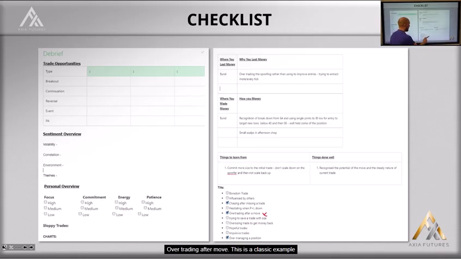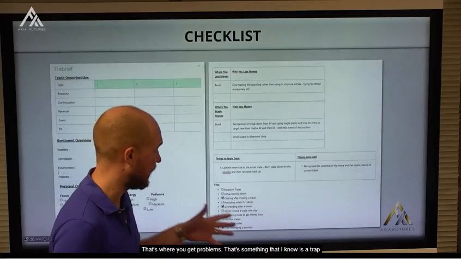Overtrading after a move. This is a classic example of where somebody might try and extract more out of something. Where you've taken a trade, and I'm sure you would have all felt this: you take a trade, it works out, the move keeps going, and you feel, I should have done this, I should have held on, I should have put more size on. And what people then do is effectively try and get themselves paid on that trade by overtrading afterwards. The move's happened, the action's gone, but it's a really easy time to then go and chase that and look for more on it. That's where you get problems. That's something that I know is a trap for myself.